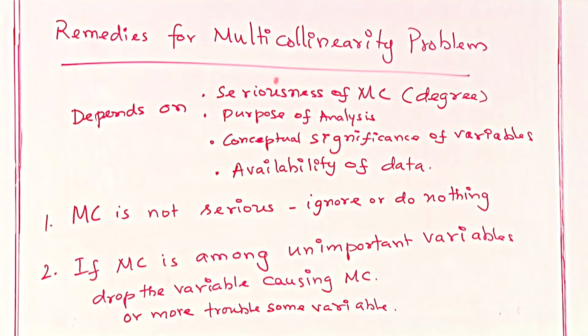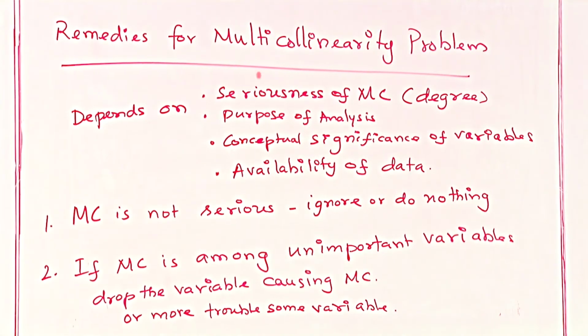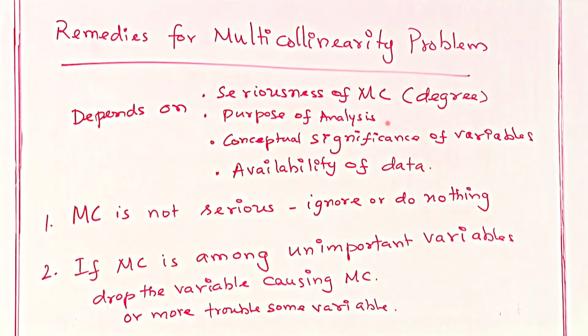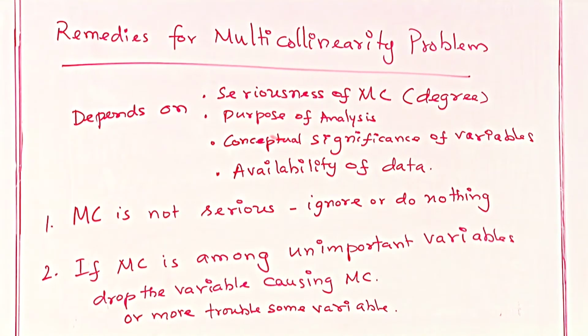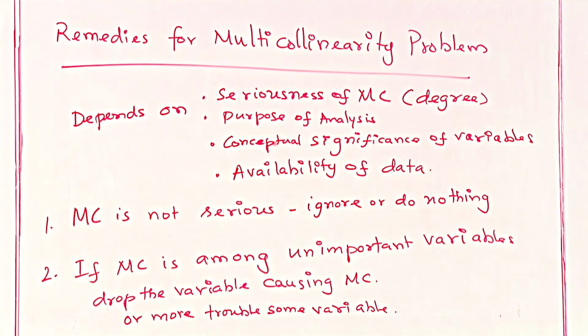That really helps to take the problem to the solution level. Purpose of analysis: if it is for the purpose of forecasting, the multicollinearity need not be taken very seriously. The conceptual significance of the variables is also very important. If the variables that are causing the multicollinearity are very dear to the theory or the structure of the regression model, we have to take it seriously. Otherwise, we need not take the multicollinearity problem very seriously.